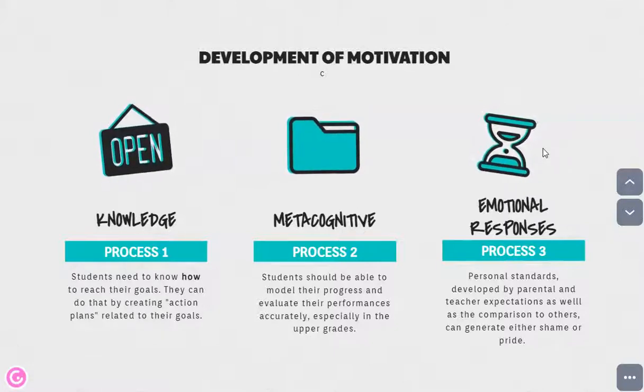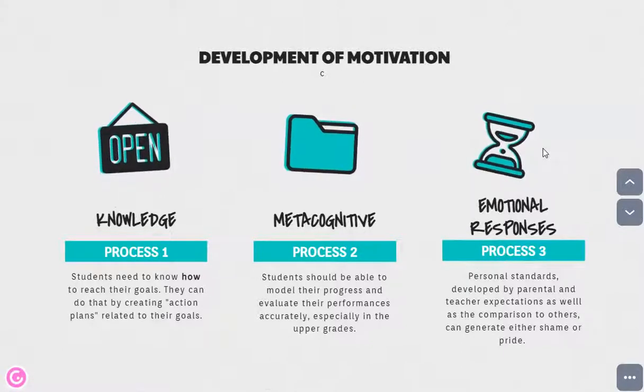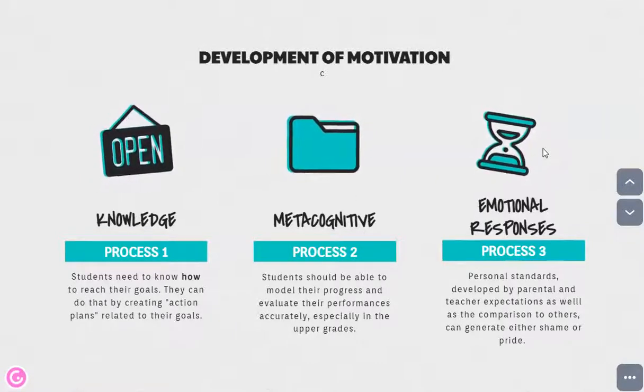Metacognitive. So students should be able to model their progress, monitor their progress, and evaluate their performances accurately, especially in the upper grades. One way teachers can help this is they can provide students rubrics and go over those rubrics with students in detail. They could teach the students the different standards and help them understand what the standards entail. Some of that could go back to like the Marzano rule of thinking, where students have scales that they can evaluate themselves on based on where they are on that scale.